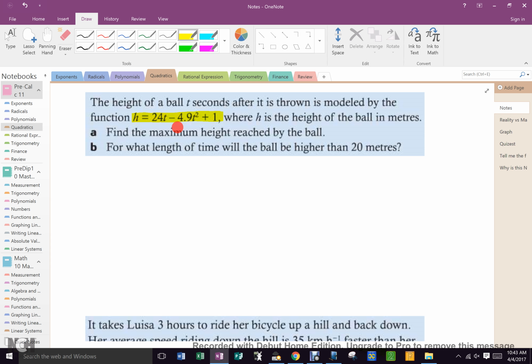We could, couldn't we? We also don't like the order here, yes? How would I write this so we would be more comfortable doing math with it? Negative 4.9 t squared plus 24t plus 1. Now, if I gave you this, would you attempt to complete the square? No, I wouldn't. Would you attempt to factor? Nope.